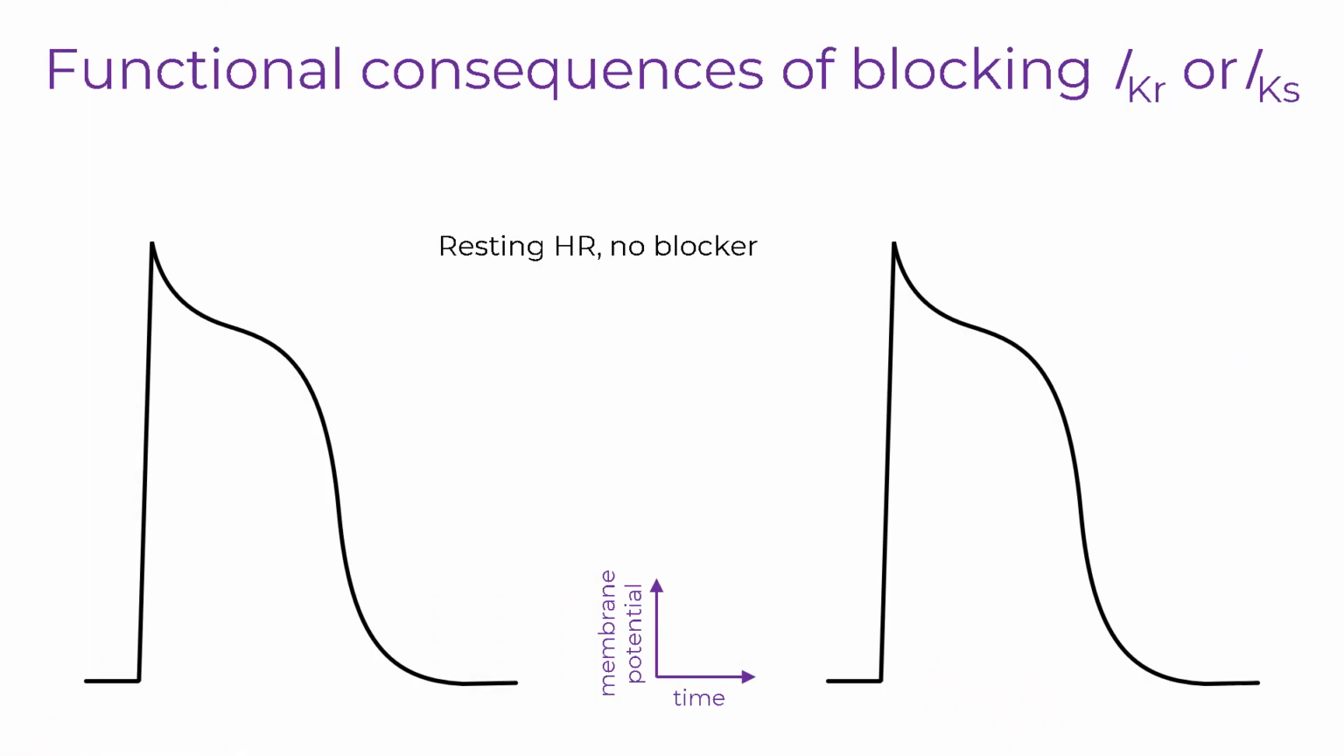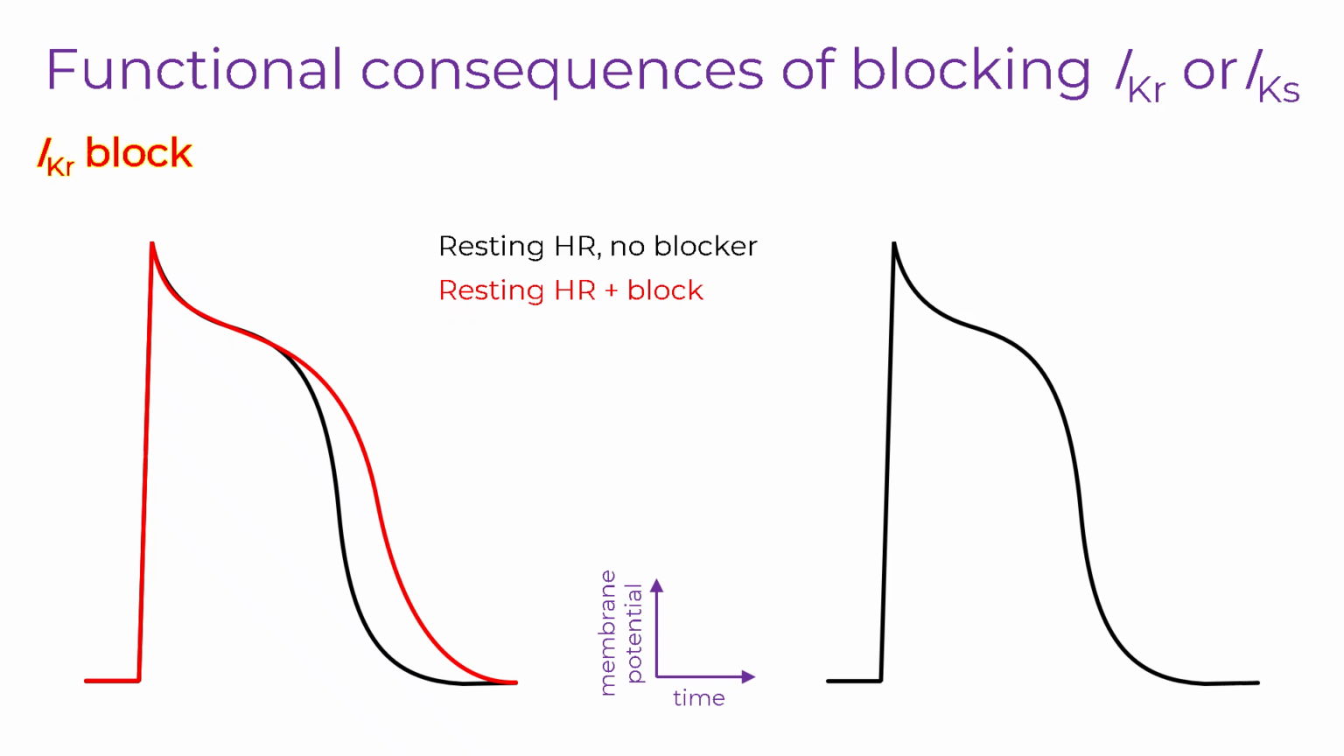Here we can now put those effects together on the action potential itself. On the left, you can see the effect of blocking IKr. Even at a normal heart rate, repolarization is delayed. Phase 3 becomes shallower, the action potential is prolonged, and refractoriness is increased.